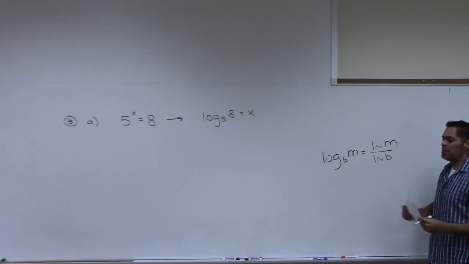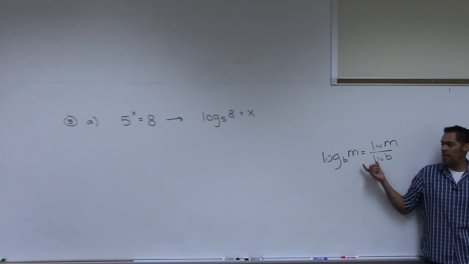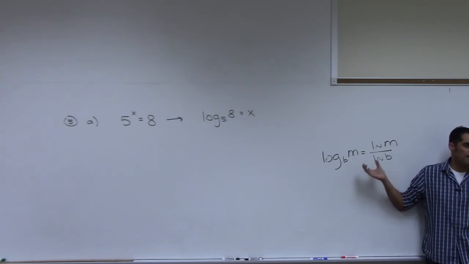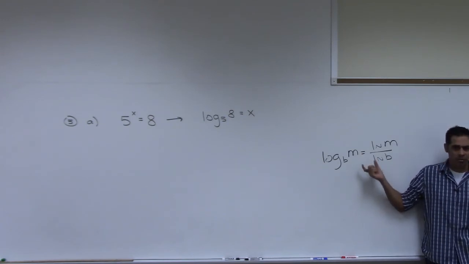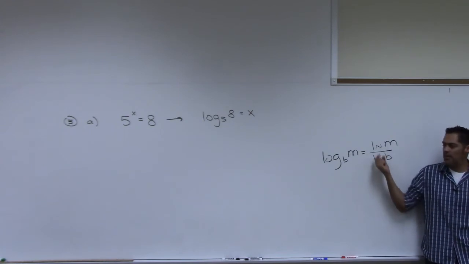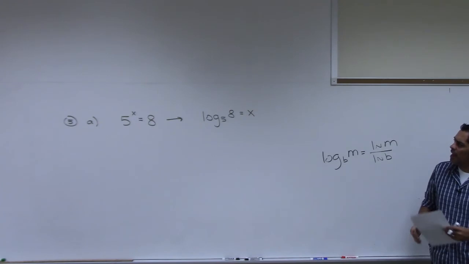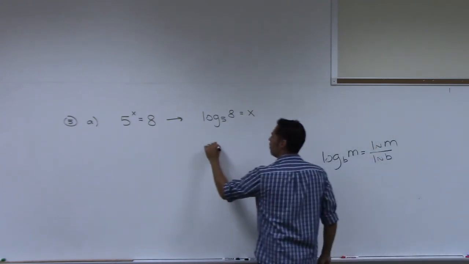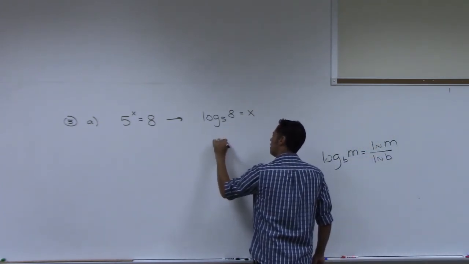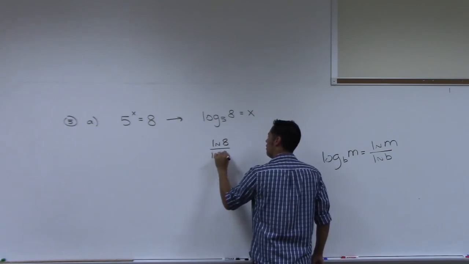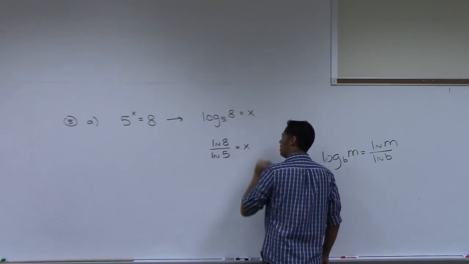Okay, so this was the very important formula that I said is why your calculator only really needs a natural log key, because if you have the natural log key, you can do any logarithm. So I'm going to take that and convert the left side over to natural log of 8 divided by natural log of 5. And that will be what x is.